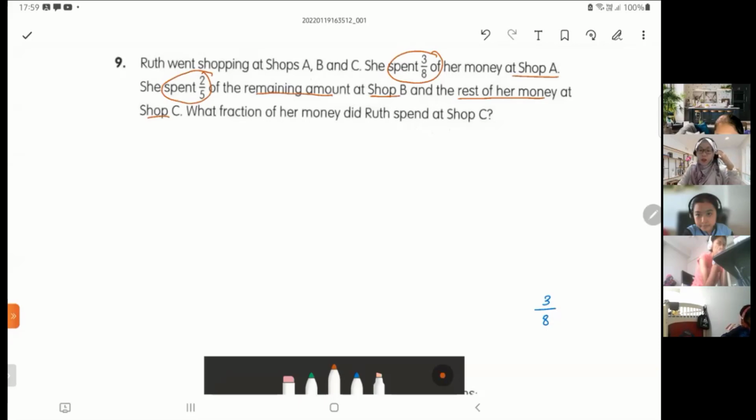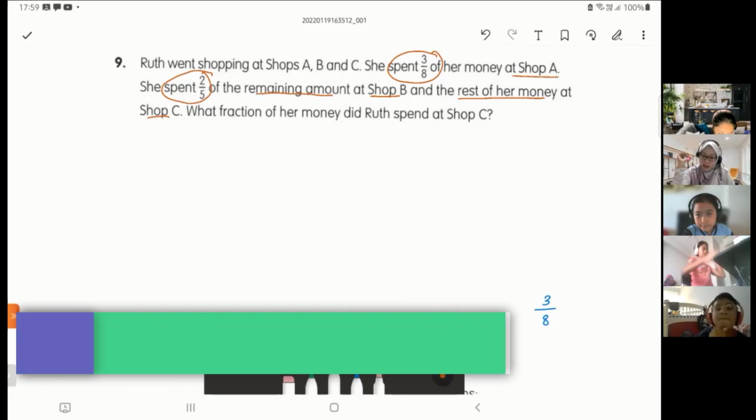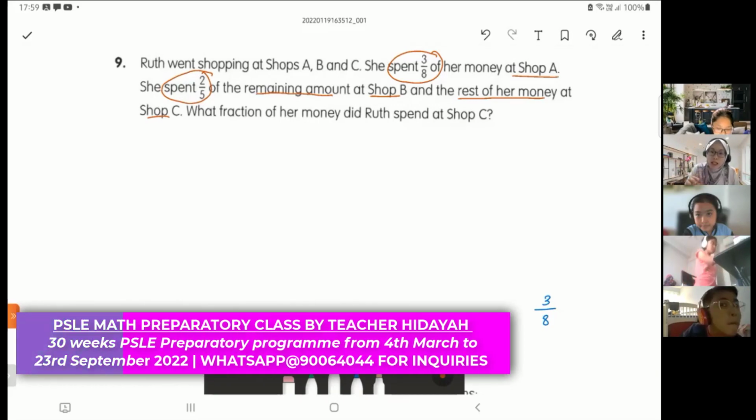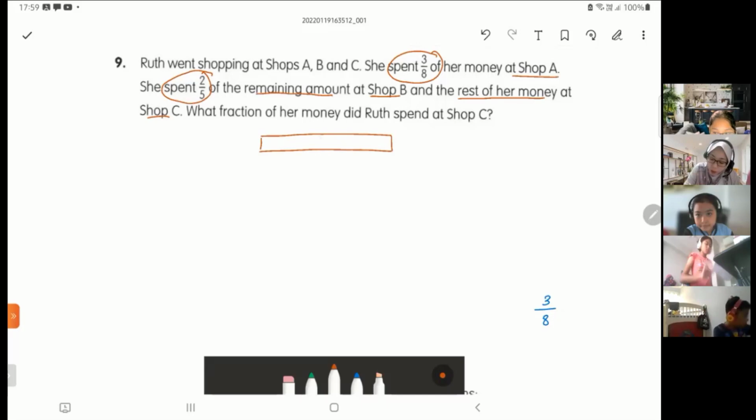Okay, so you know that she went shopping to 3 shops, and in the first shop she spent 3/8 of her money already. When you spend something you will have a remainder, right? So let's find the remainder first. Same as the just-now question, it's the same concept. If you're not sure how to find the remainder, you can just write or draw out your model first. Now this one I want to draw a model.